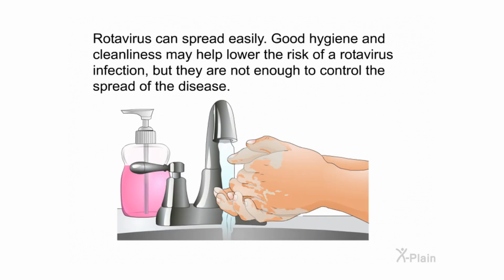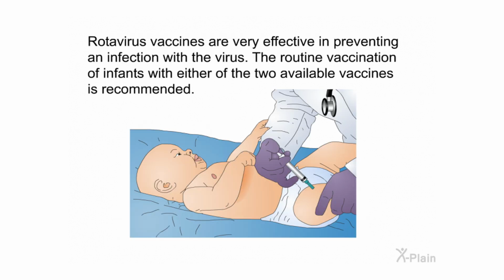Rotavirus can spread easily. Good hygiene and cleanliness may help lower the risk of a rotavirus infection, but they are not enough to control the spread of the disease. Rotavirus vaccines are very effective in preventing an infection with the virus. The routine vaccination of infants with either of the two available vaccines is recommended.